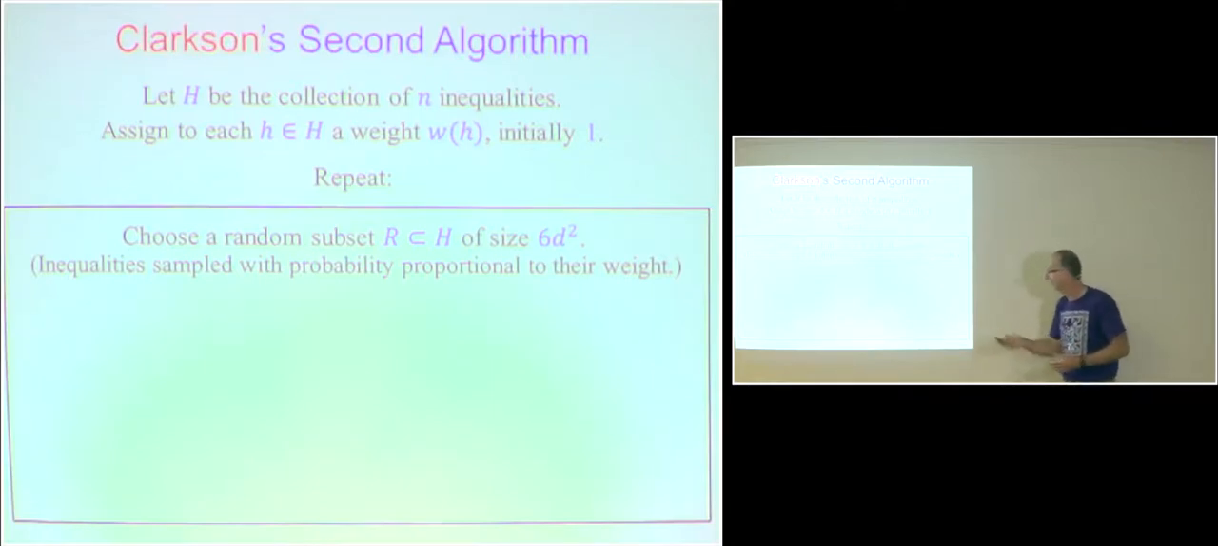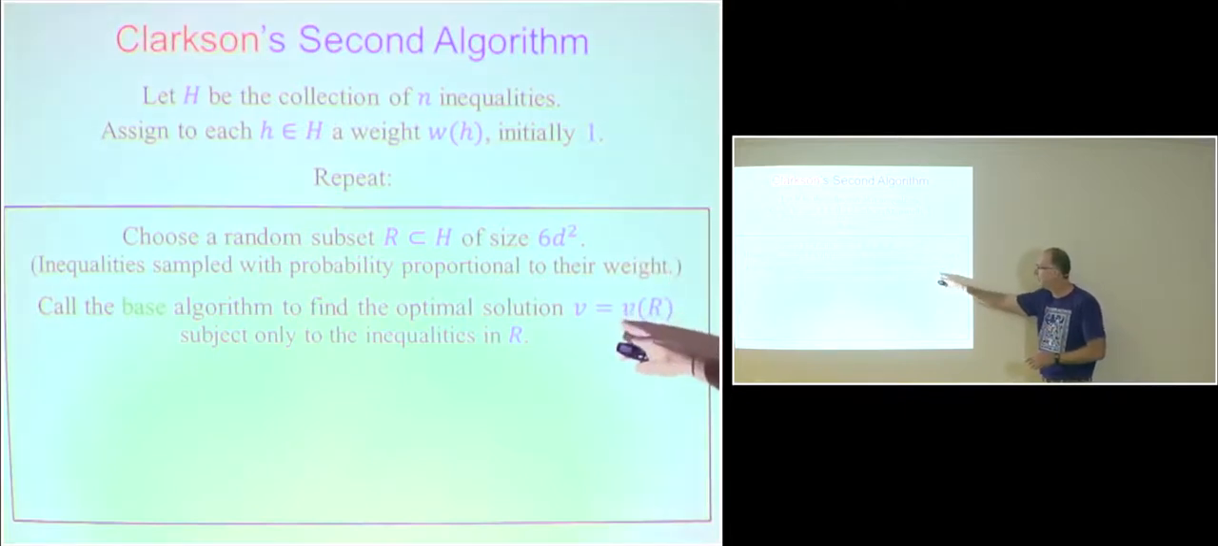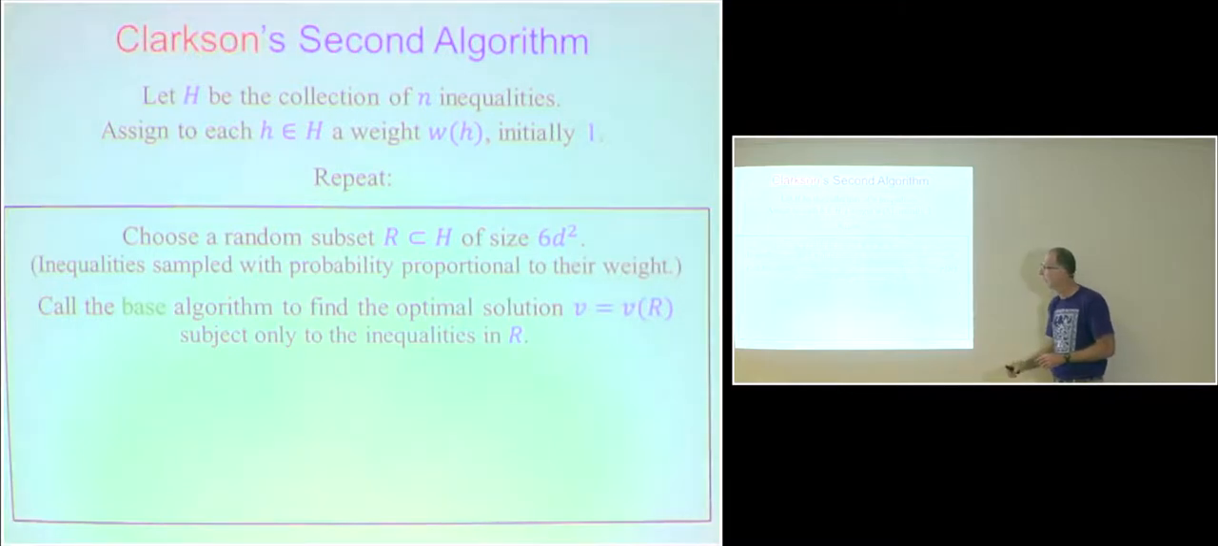Now, what do we do with this random subset? Of course, we solve it. We solve it using the base algorithm, because this is a call to the base algorithm where the number of inequalities is at most quadratic in the dimension. And we get some solution.